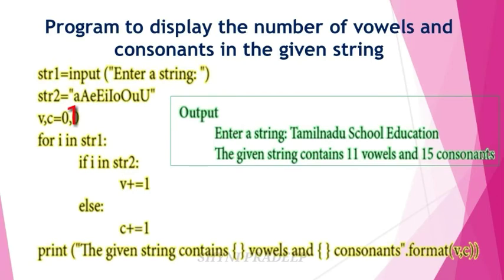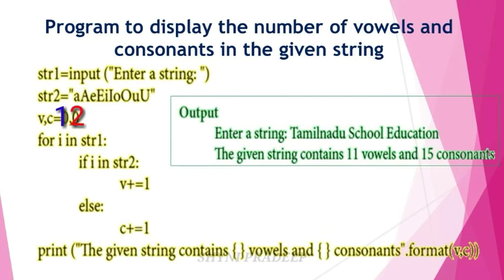And the next letter is what? A. Check that letter A with string 2. This letter A is present in string 2. So this if condition is true. So you have to add 1 to vowels because the initial vowel value is what? 0. So 0 plus 1, 1. So this V becomes 1. And the next letter M. Is M present or not in string 2? No. So you have to execute the else part. So you have to add 1 to the consonant, that is C. So consonant becomes 2.